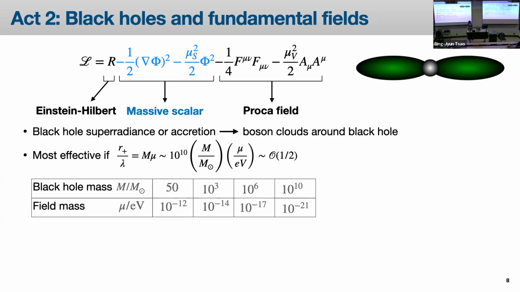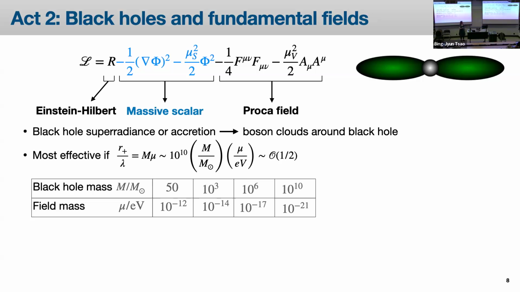So if I take this ratio and put back in all my units, so go outside natural units, then this ends up to be 10 to the 10 times the mass of the black hole in units of solar masses times the mass of the field in terms of electron volts. And if I say I want that number to be of order one, then you can also make an estimate on which kinds of fields I would probe with this, right?